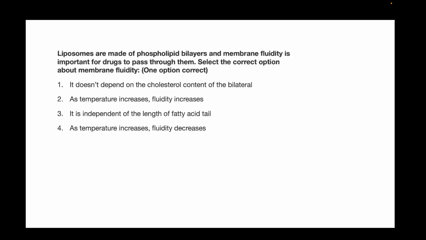Moving on to the next question. Liposomes are made of phospholipid bilayers and membrane fluidity is important for drugs to pass through them. Select the correct option about membrane fluidity. It doesn't depend on the cholesterol content of the bilayer. As temperature increases, fluidity increases. It is independent of the length of fatty acid tail. Or as temperature increases, fluidity increases.